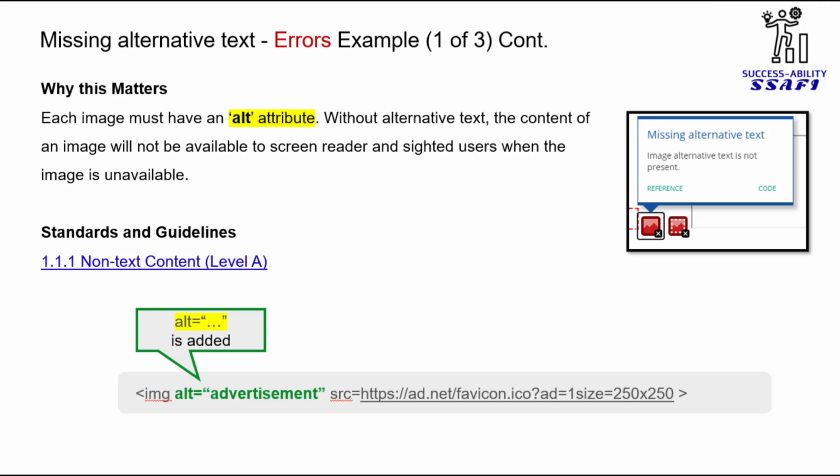How to fix it? Add an alt attribute to the image. The attribute value should accurately and succinctly present the content and function of the image. If the content of the image is conveyed in the context or surroundings of the image, or if the image does not convey content or have a function, it should be given null alternative text, alt equals empty quotes.